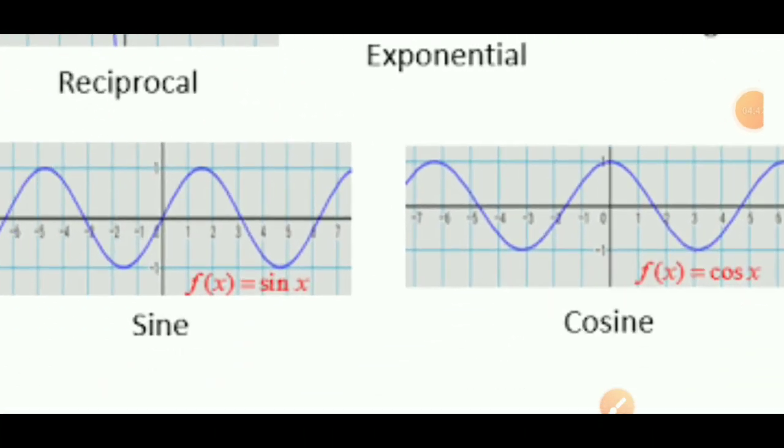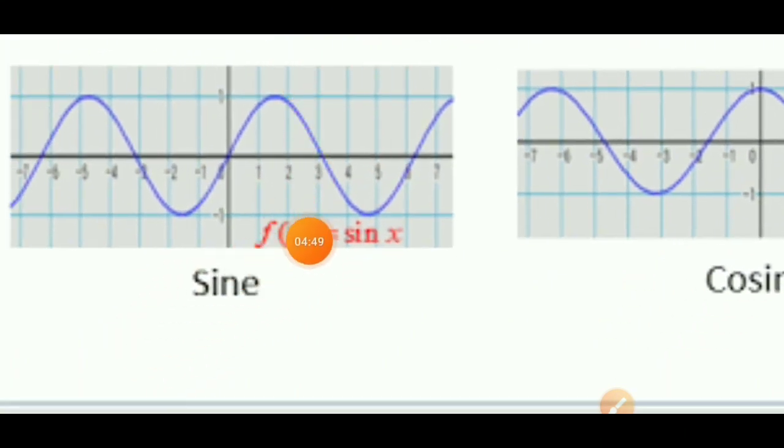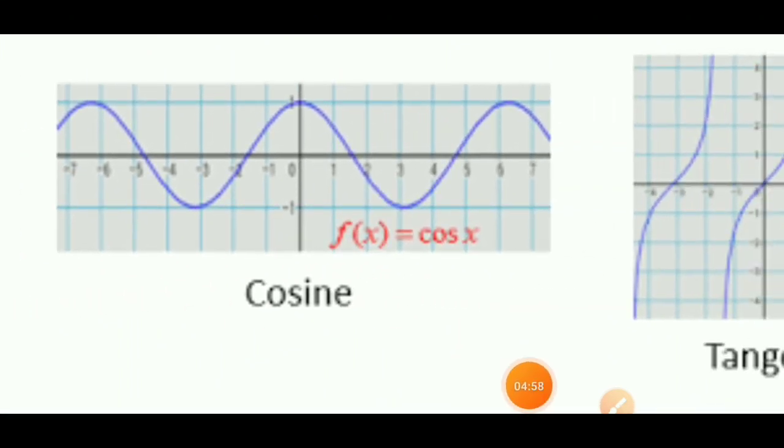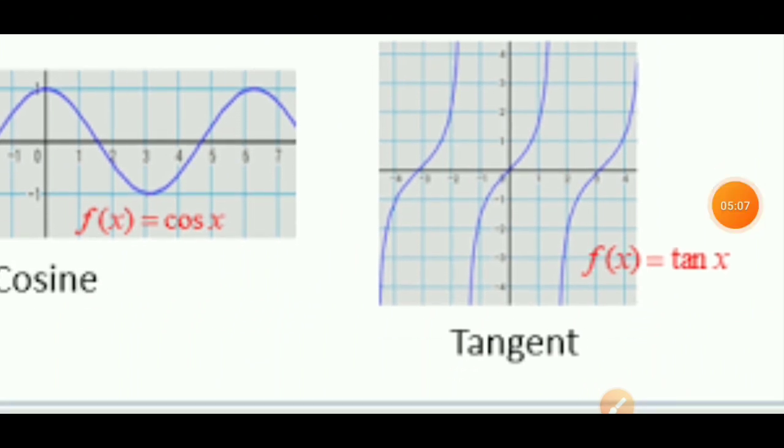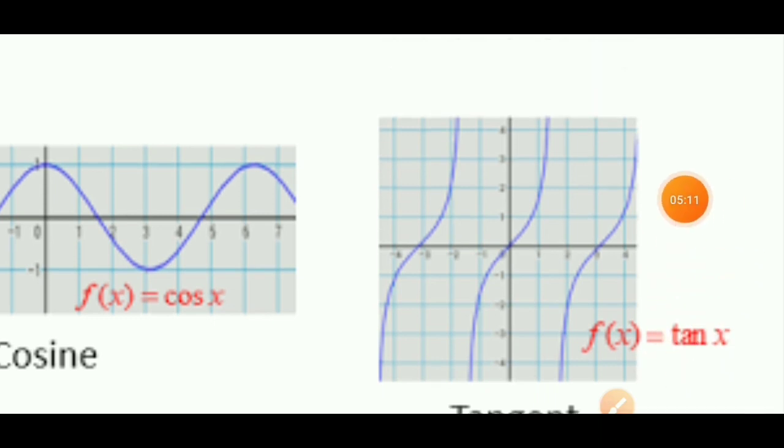Also, for the sine function, f of x is equal to sine x, we have a sine wave. For cosine, f of x is equal to cosine x, this is our graph. And for f of x is equal to tangent x, this is our graph for tangent x.